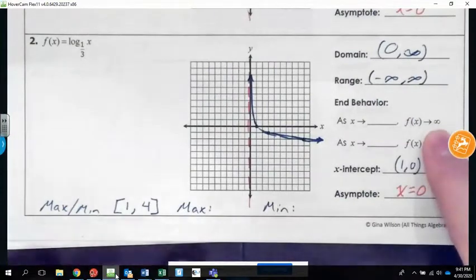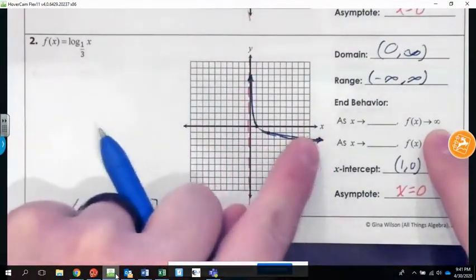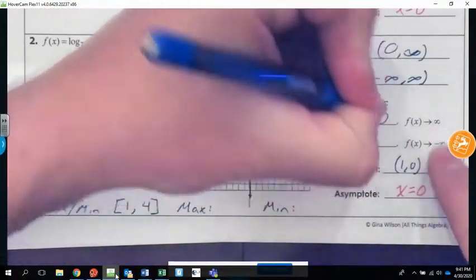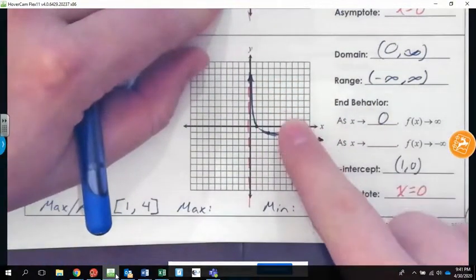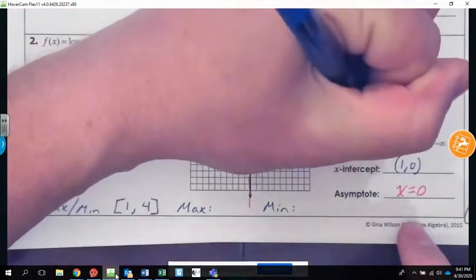As the y value is going up to infinity, as y is going up, what's happening with x? The x values are stopping, so it's approaching the asymptote 0. Here, as the y value decreases, as the y value comes down, the x value is going forever in that direction. So we're going to say infinity here.